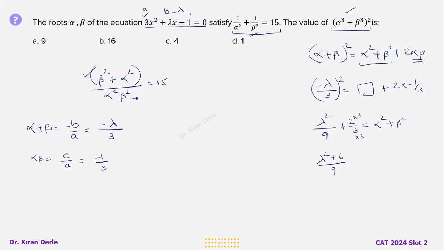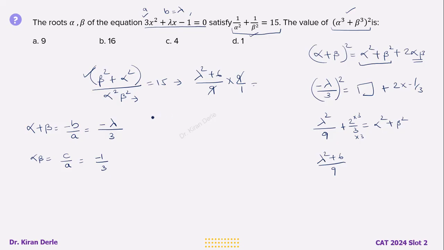We can also get the value of the denominator, because this is nothing but (αβ)², the square of the product of roots. Let me write it here. I have this, (λ² + 6)/9. What is the product of roots? It is −1/3 and the square of it will be 1/9. So upon 1/9 will be 9/1. I hope you are getting this point. This is nothing but the square of the product of roots, and the product of roots is −1/3, the square of which will be positive 1/9. So 9 will get cancelled.